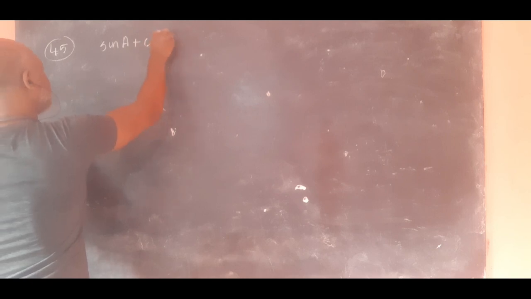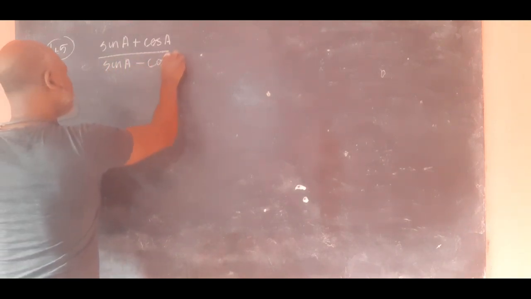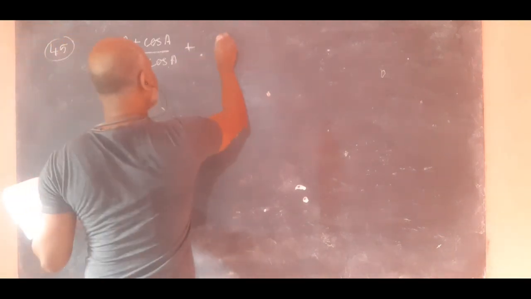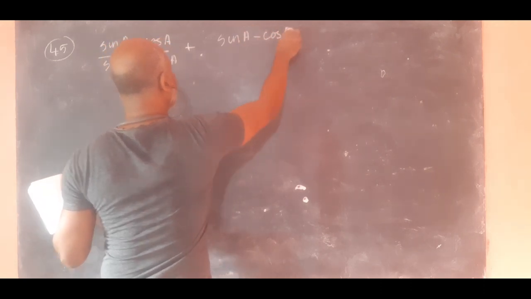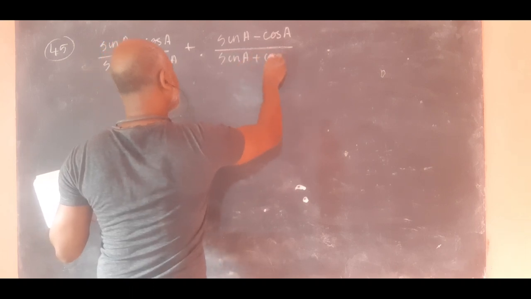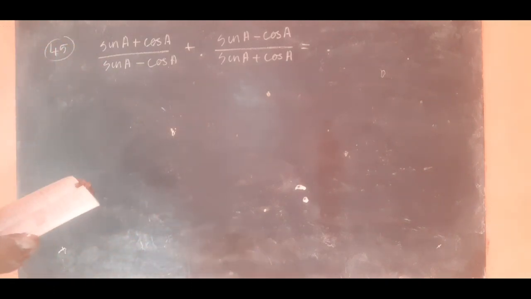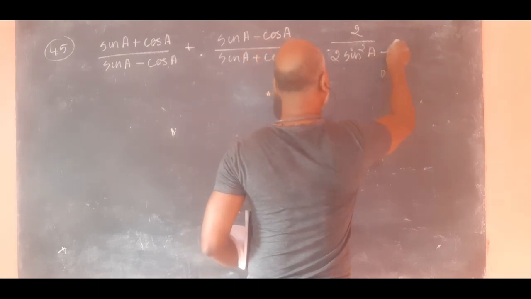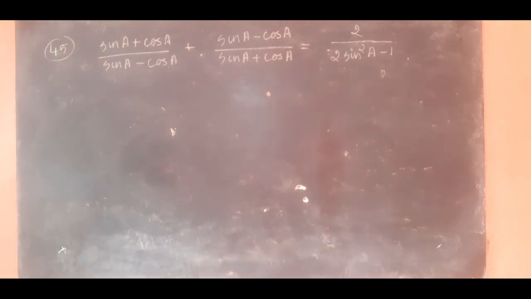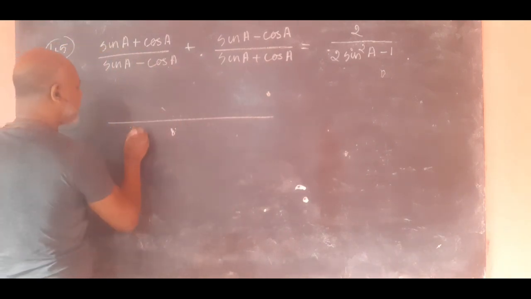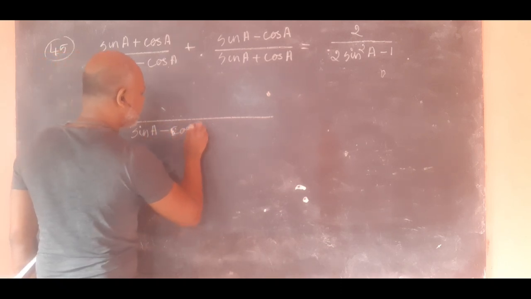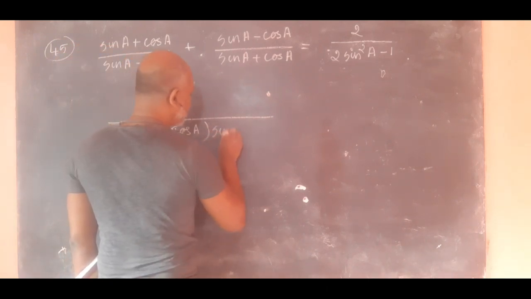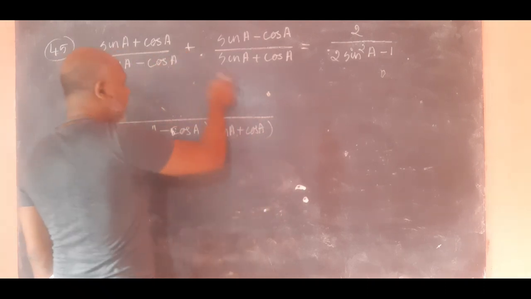So question 45 is (sin a plus cos a) divided by (sin a minus cos a), plus (sin a minus cos a) divided by (sin a plus cos a), is equal to 2 by 2 sin square a minus 1. So again we will find out the LCM, that is, so here we have (sin a minus cos a) into (sin a plus cos a), and we cross multiply this.